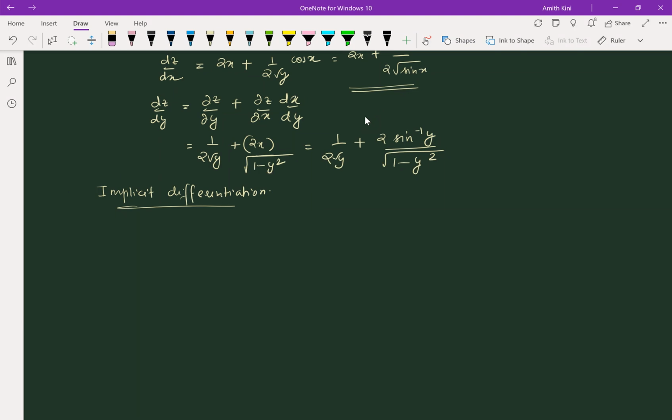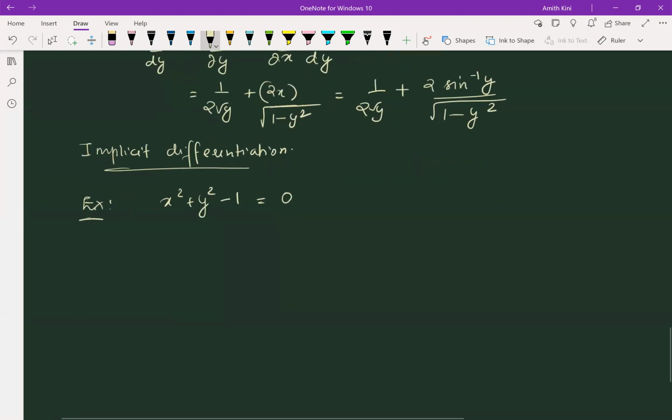Let's recall how implicit differentiation worked in single variable calculus. Instead of giving y as a function of x explicitly, I could give a constraint relation between them, for example x square plus y square minus 1 equal to 0. This expression is given to you. If you want, you can rearrange and write y in terms of x. But without doing that, can we find dy by dx?